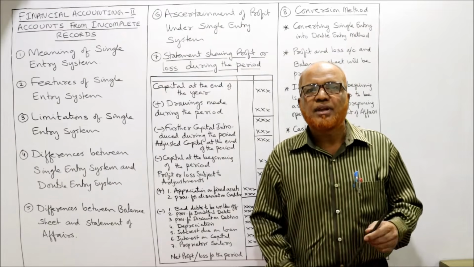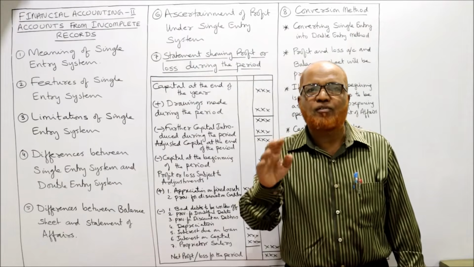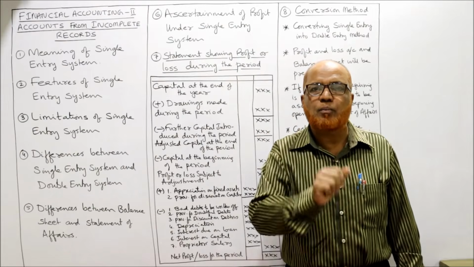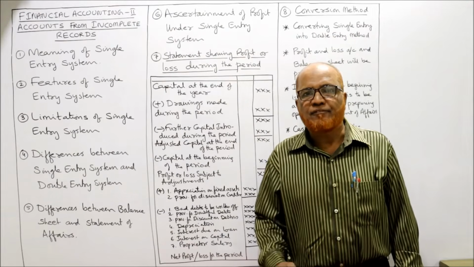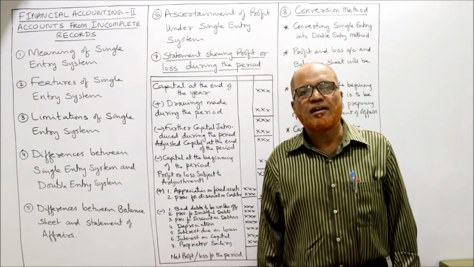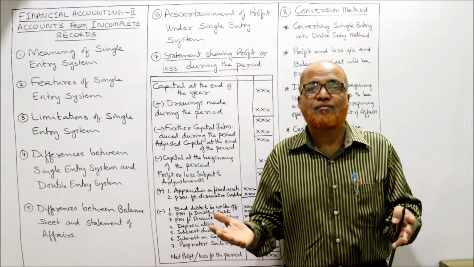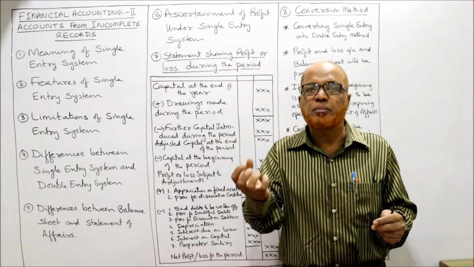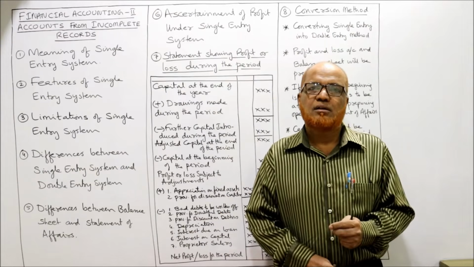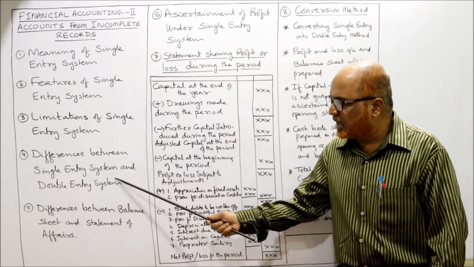In double entry system, there is less scope for fraud and misappropriation, theft. Whereas in case of single entry system, it is more exposed to fraud. Lot of chances of fraud, misappropriation of fund, cannot be able to control the business. So these are some of the differences between double entry and single entry.